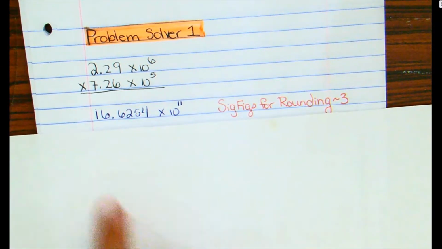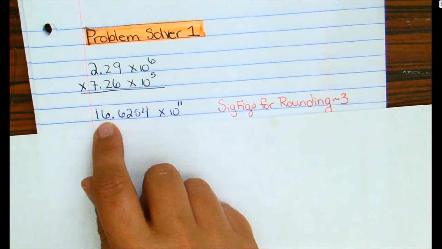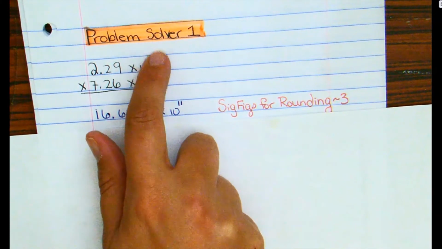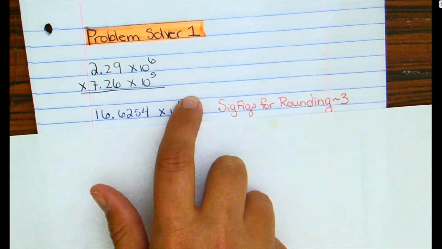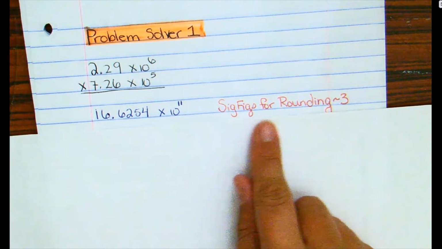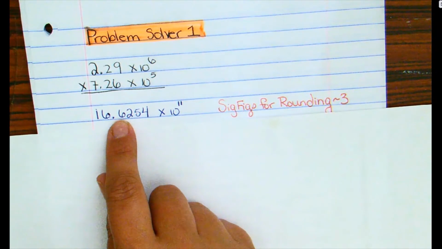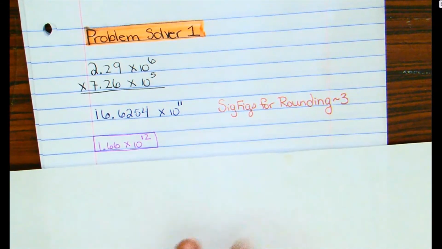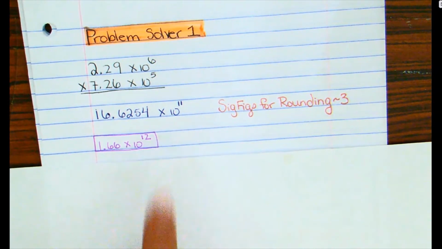Okay, the first thing we do is the stuff before the x, which ends up with 16.6254, and then we add the exponents, because it's multiplication, times 10 to the 11th. Then we figure out our sig figs for rounding, which is 3. So we're rounding at this 6, so we leave it alone. Then we put it in scientific notation for a final answer of 1.66 times 10 to the 12th.